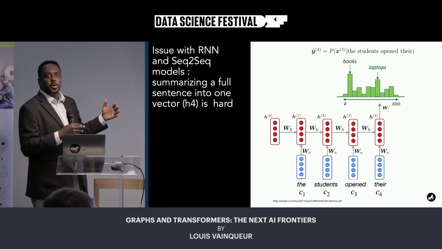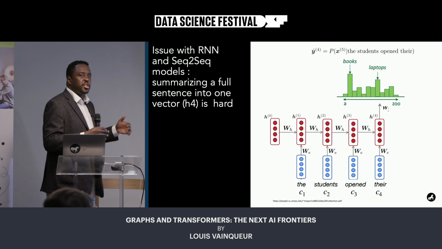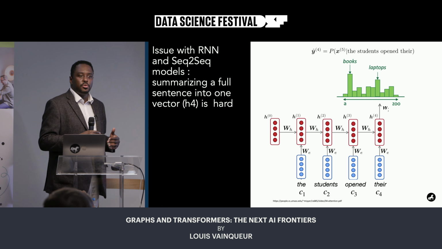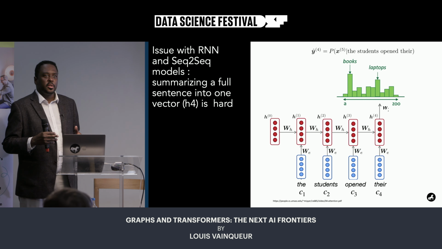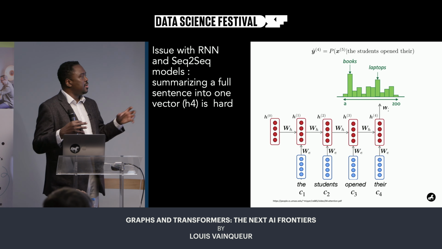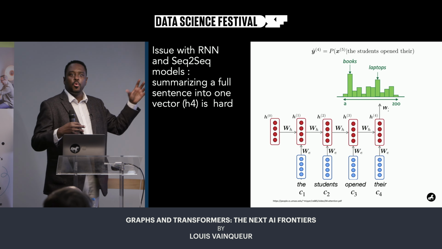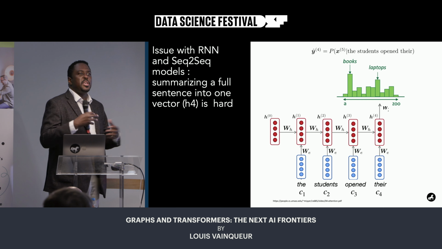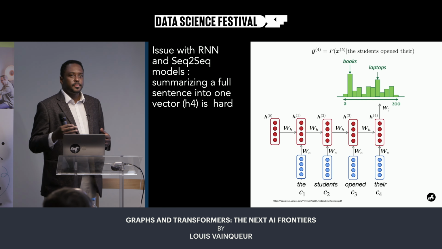And so what attention and transformers have tried to do is to give the model a better routing of information, so that it can pick the information from whatever word it needs to be able to make the next prediction.